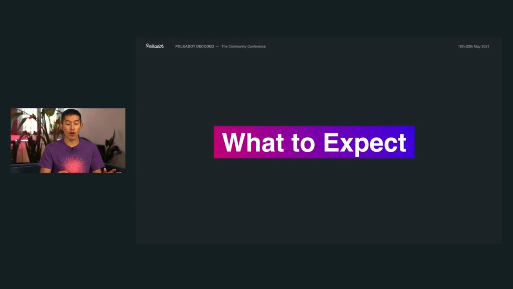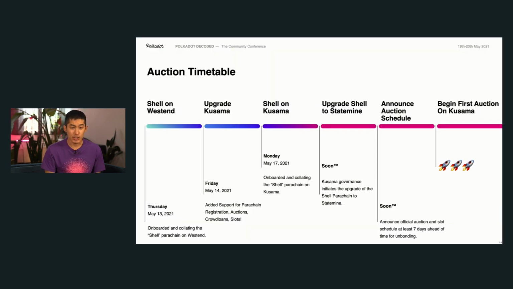So now that we've covered all the basics of slots, auctions, and crowdloans, let's see what you should expect when we actually go through this process. Besides a little bit of chaos, of course. So here's a general auction timetable to give you an idea of where we are and what you should expect in the near future.